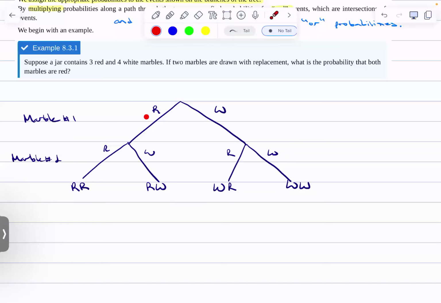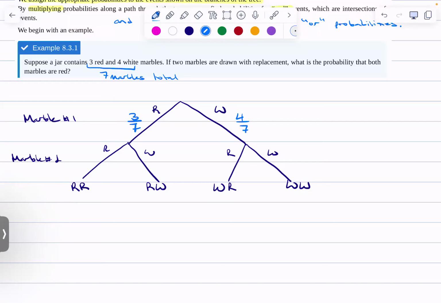Drawing a red happens with some probability, and that probability is not necessarily the same as drawing a white marble. In fact, here we have a total of 7 marbles. So the probability of drawing a red marble is going to be 3 out of 7 for my first marble, and the probability of drawing a white marble is 4 out of 7.